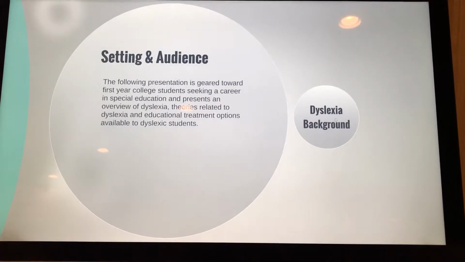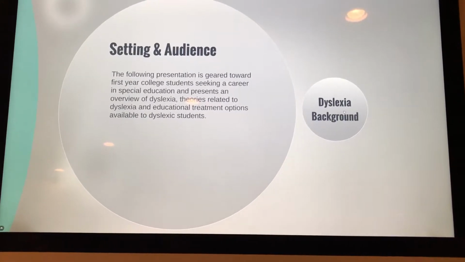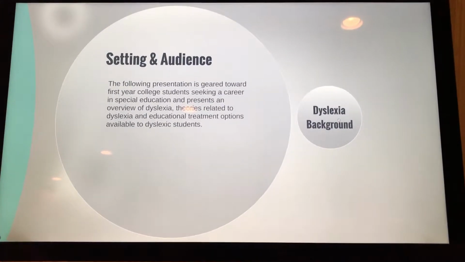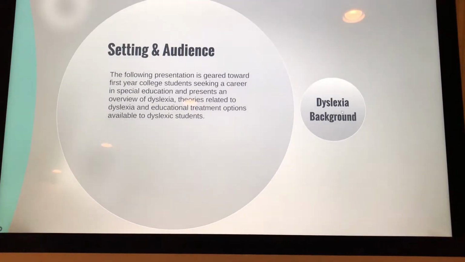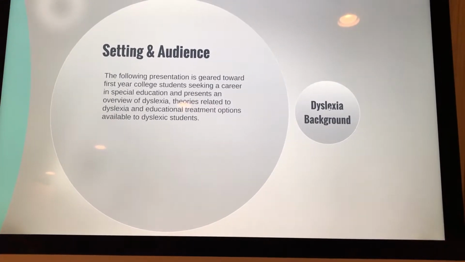The following presentation is geared toward first-year college students seeking a career in special education and presents an overview of dyslexia, theories related to dyslexia, and educational treatment options available to dyslexic students. Dyslexia background.